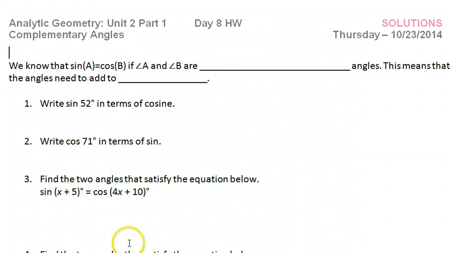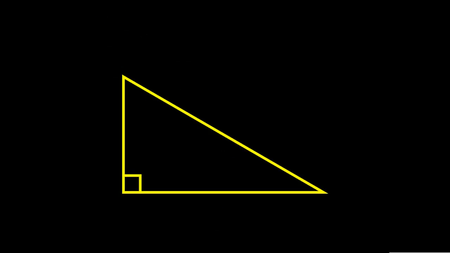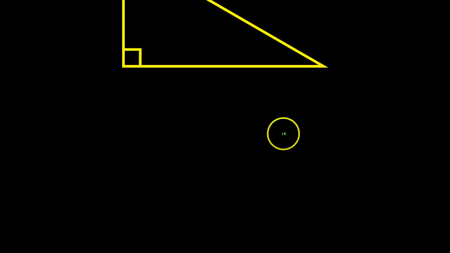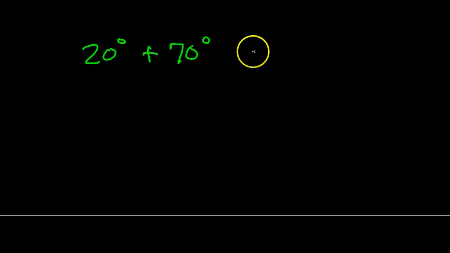All right, today's lesson is about complementary angles. Now, in general, when we talk about complementary angles, we're talking about angles that add up to 90 degrees. So just forget the triangle for a second. If I say one angle is 20 degrees, a complementary angle is going to be 70 degrees. These two angles would be complementary because 20 degrees plus 70 degrees equals 90 degrees. So complementary angles add up to 90 degrees.